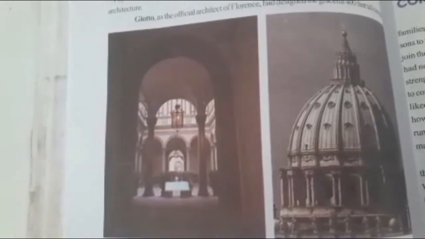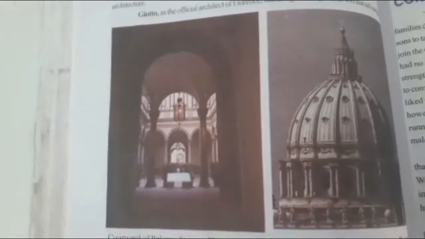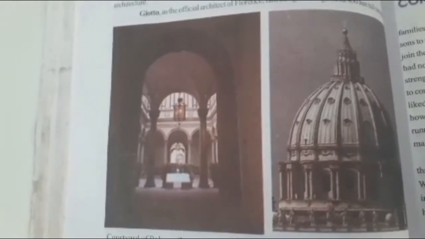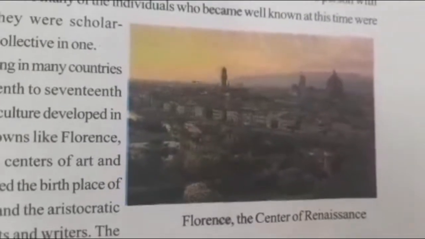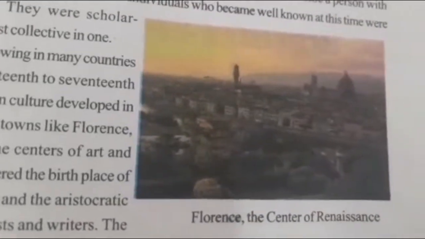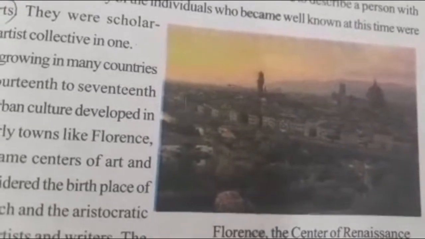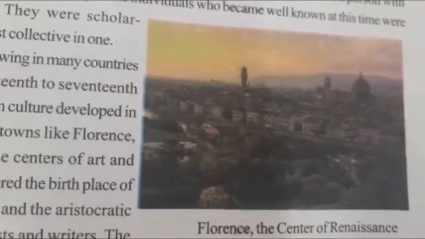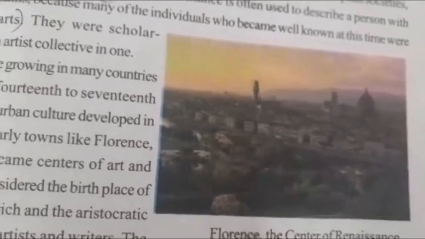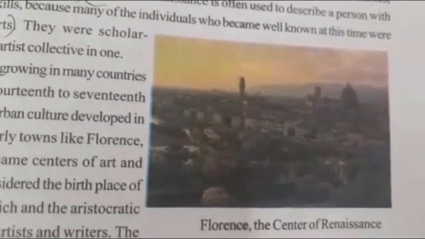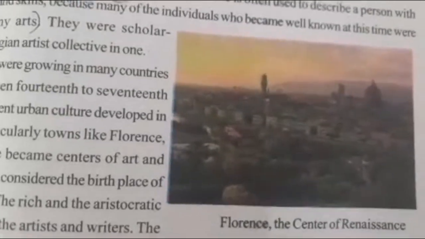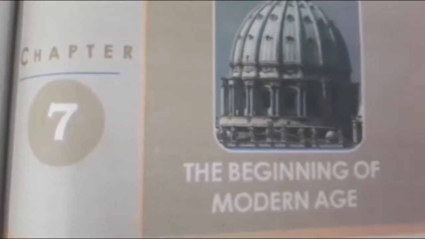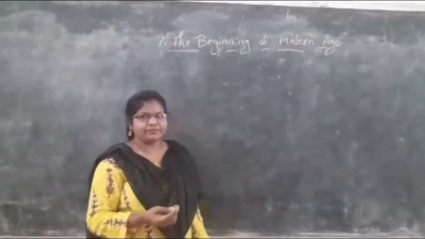Look at that, all of you. Its most glorious expressions are in its painting, sculpture and architecture. Okay, clear? This is Florence, the center of the Renaissance. What is the meaning of Renaissance? It's a French word meaning rebirth. It refers to a period in European civilization that was marked by a revival of classical learning and wisdom. This is the beginning of the modern age. Now, the condition of women.